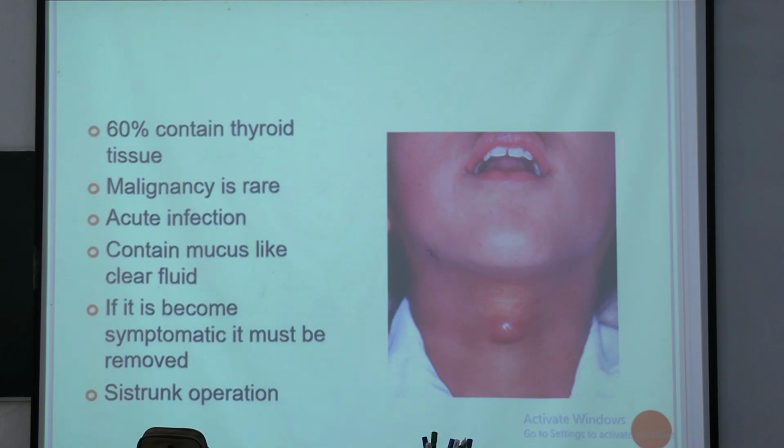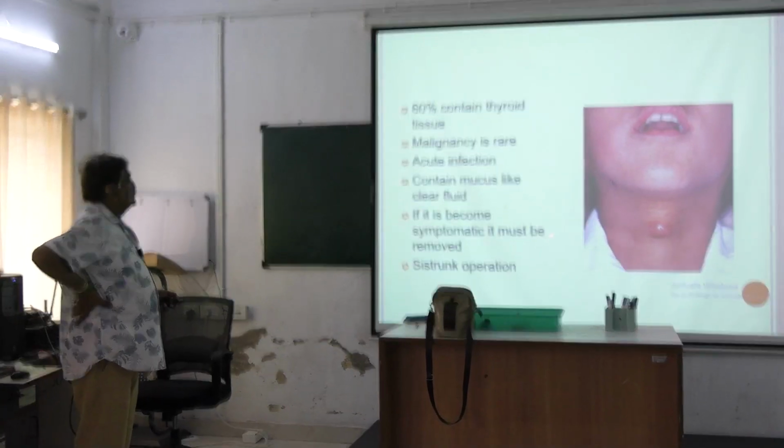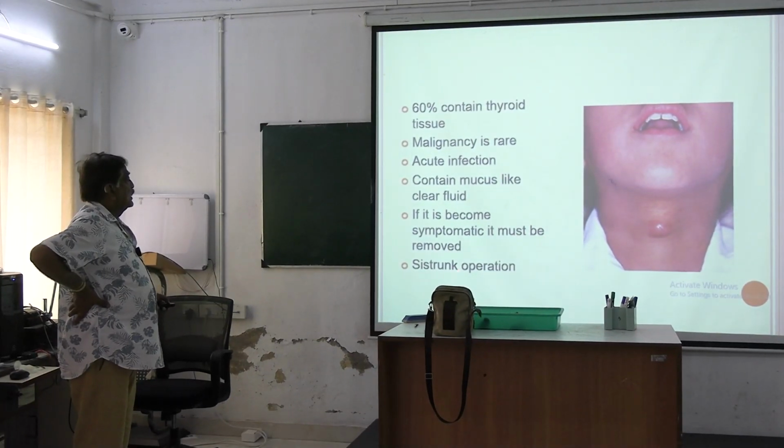Now, see, this is the picture here. The cyst contains thyroid tissue. Malignancy is rare. Acute infection contains mucus-like clear fluid. If it becomes symptomatic, it must be removed. Sistrunk operation.